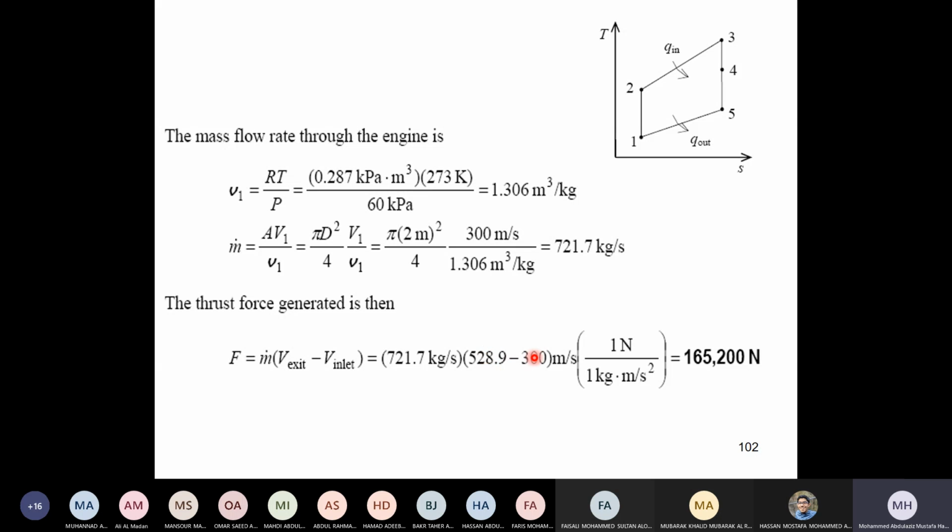This is the driving force for the aircraft: the velocity of the gases out, which is this one, minus the velocity of the gases in. The velocity of the gases in is the same as the velocity of the plane. Okay, so with this, you get the amount of force required to move the automobile. So this here is a problem. If you want me to repeat the problem again, I can do that. If it is clear, then I'll go ahead.